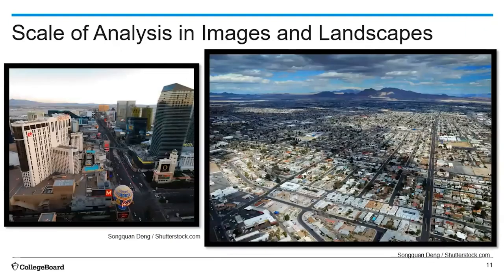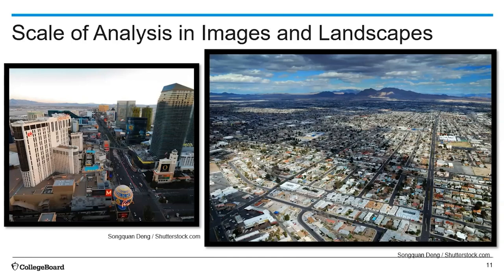We also look at scale of analysis in images and landscapes. I have two images here, both showing the city of Las Vegas. Now, the first image shows only a few blocks, while the second image shows almost the entire city of Las Vegas. Now, images and landscapes can be incredibly helpful when we're analyzing a place. They can give us information about how a city is laid out, or you'll learn in the next unit a lot about the cultural landscape and what an image can tell us there.